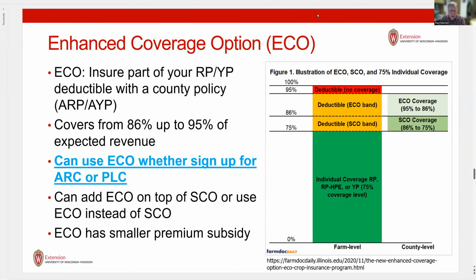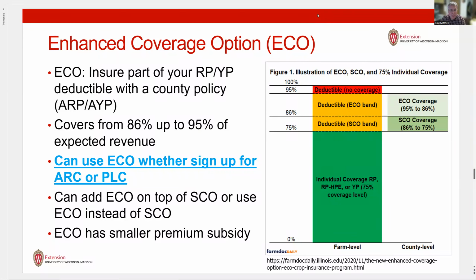The graphic on the right shows that same layering of coverage. The green part is the farm level. In this case, it's the individual coverage. It's a 75% policy, so you have a 25% deductible. That's those yellow and then the red band. On the right is the SCO coverage. You go from 75 up to 86%.